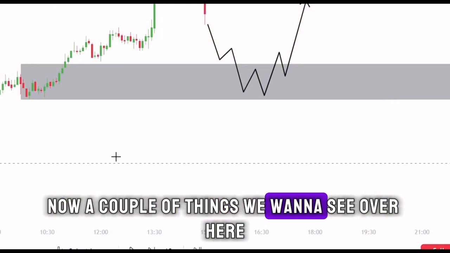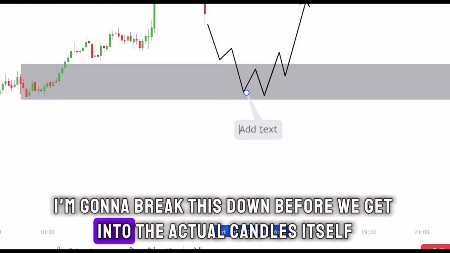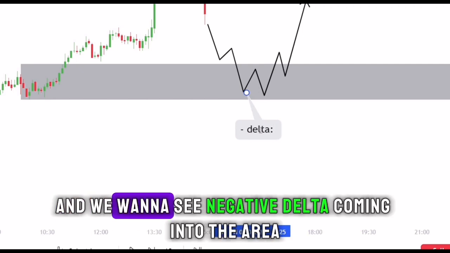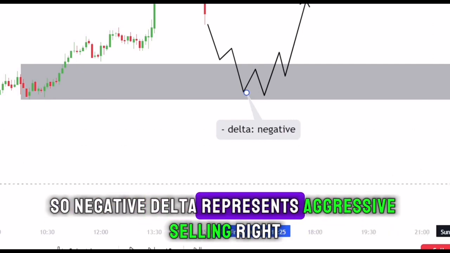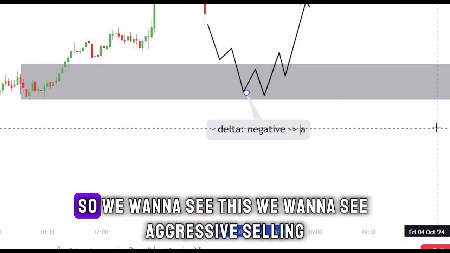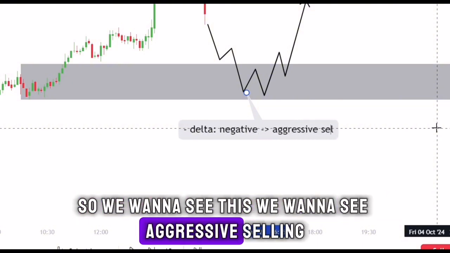Now, a couple of things we want to see over here. I'm going to break this down before we get into the actual candles itself. We're going to be looking at delta, and we want to see negative delta coming into the area. So negative delta represents aggressive selling, right? So we want to see this. We want to see aggressive selling.